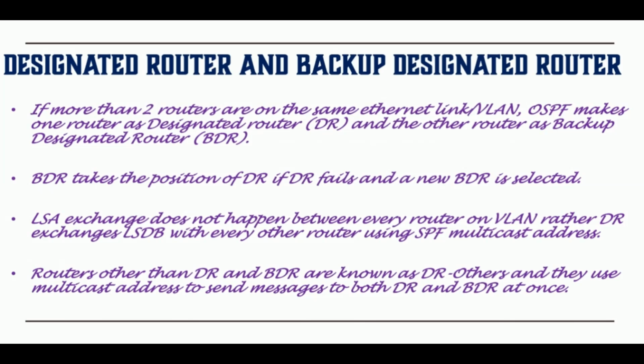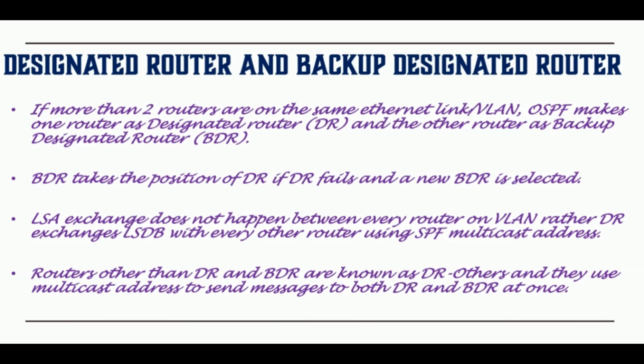Designated router and backup designated router. If more than 2 routers are on the same Ethernet link or VLAN, OSPF makes one router the designated router, DR, and one router the backup designated router, BDR. BDR takes the position of DR if DR fails, and a new BDR is selected.